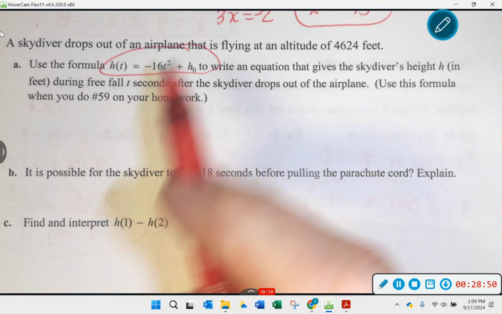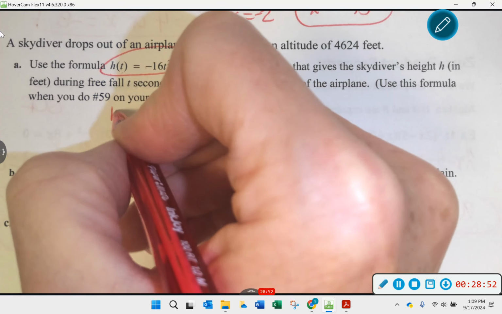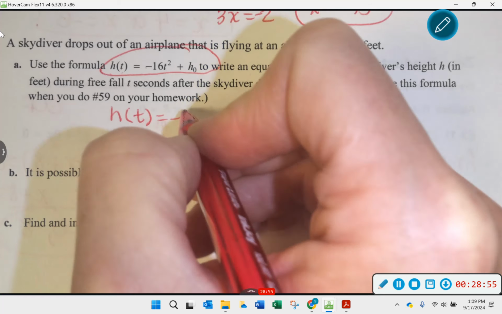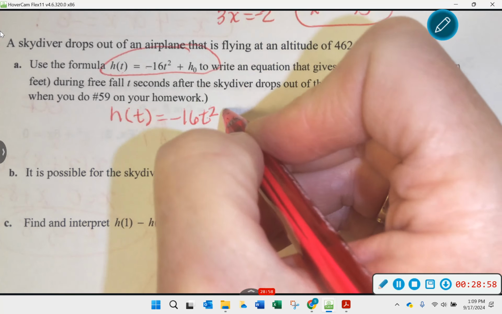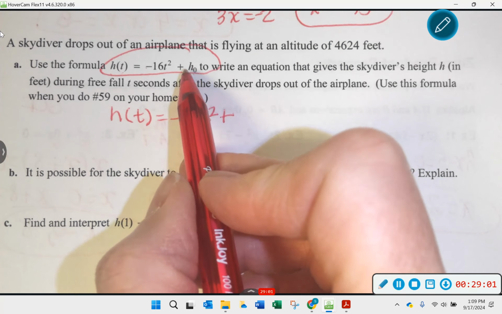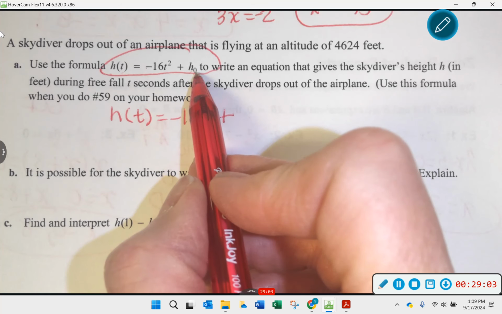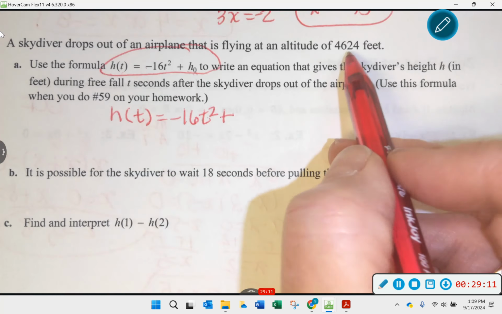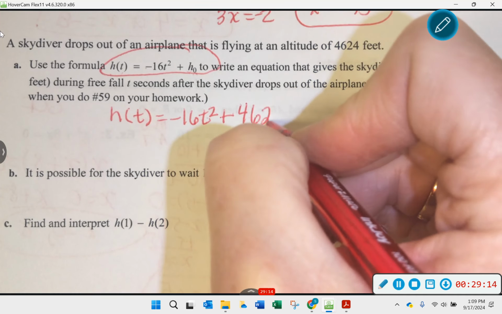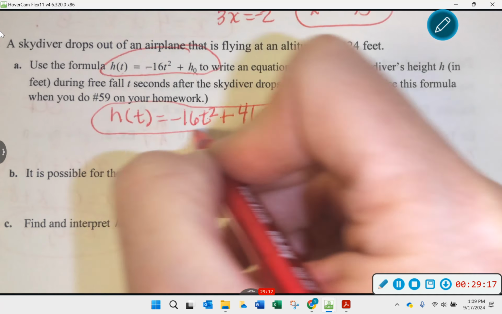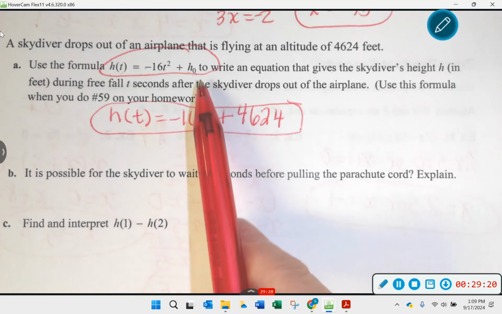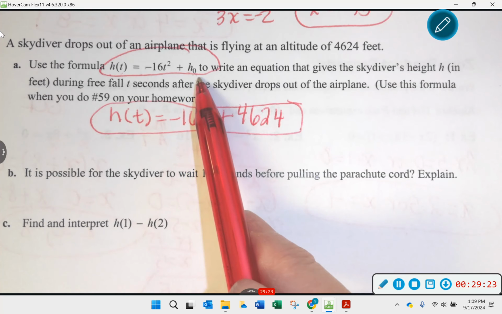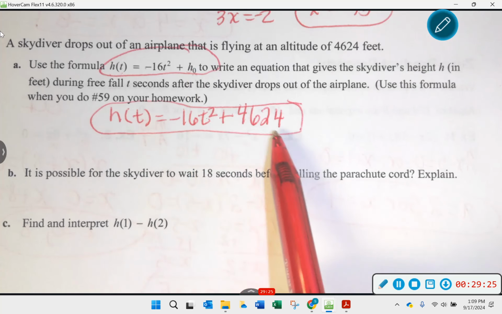So here's our formula. This is the height. So the height at any given time is negative 16t squared, but we have to plug in for this value. This represents the height at time 0. What is that skydiver's height at time 0 before he does anything? 4,624, right? It's that easy to get our equation. We just plug in our original, remember h sub 0 can be thought of as original height, height at time 0, plug it in, okay?